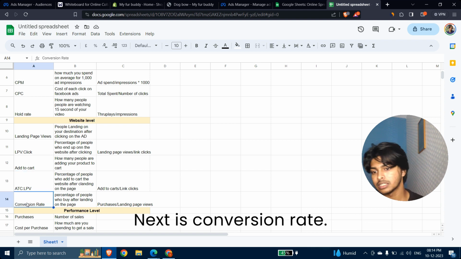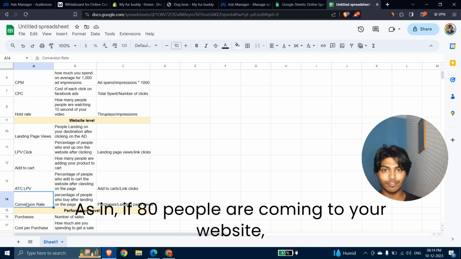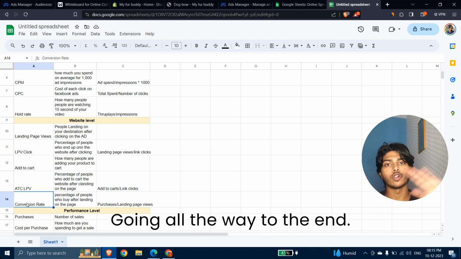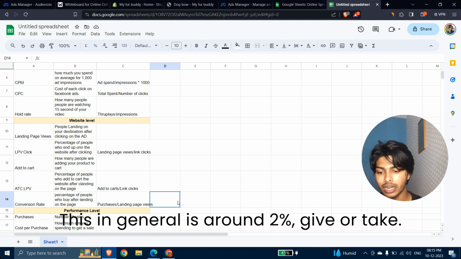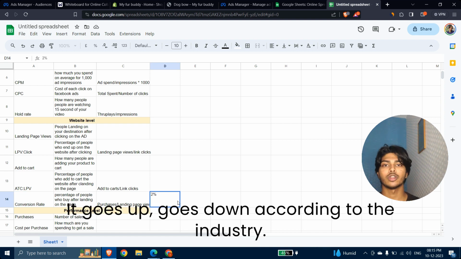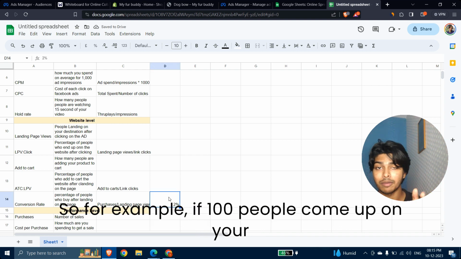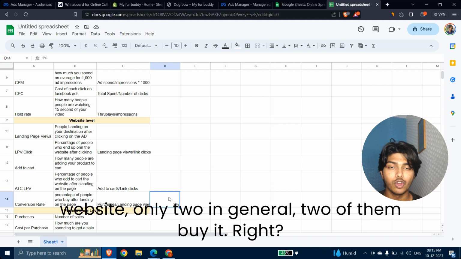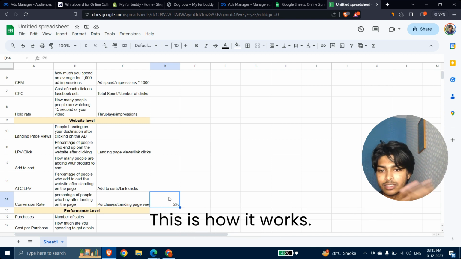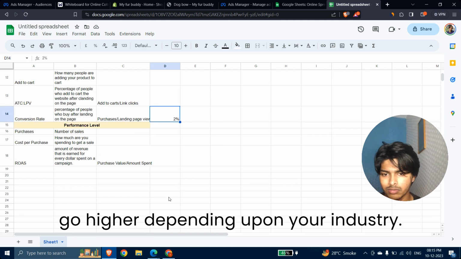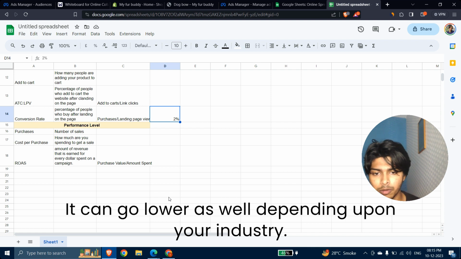Next is conversion rate, as in if 80 people are coming to your website, how many of them are actually buying the product, right? Going all the way to the end. This in general is around 2%, give or take. It goes up, goes down according to the industry, but that is a harsh truth, right? So, for example, if 100 people come on your website, in general only two of them buy it, right? This is how it works. But give or take, it can go higher or lower depending upon your industry.